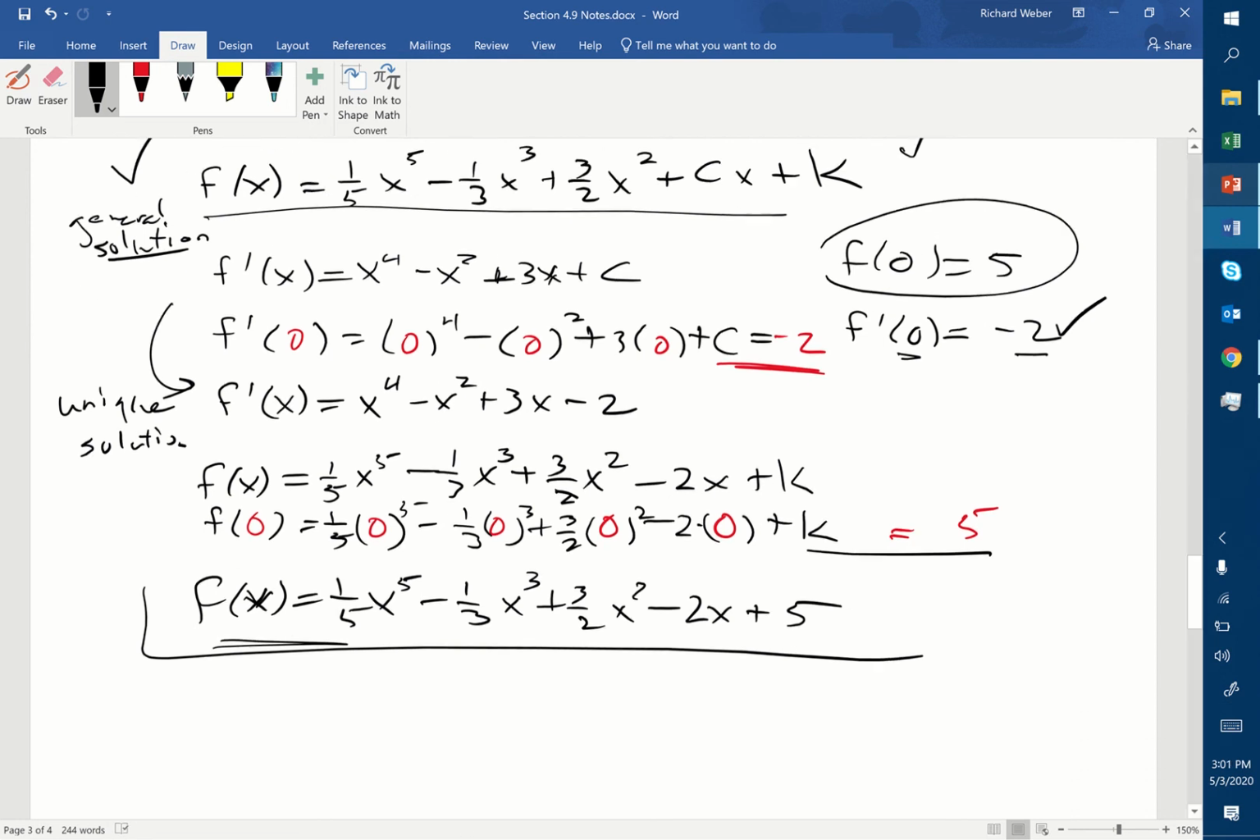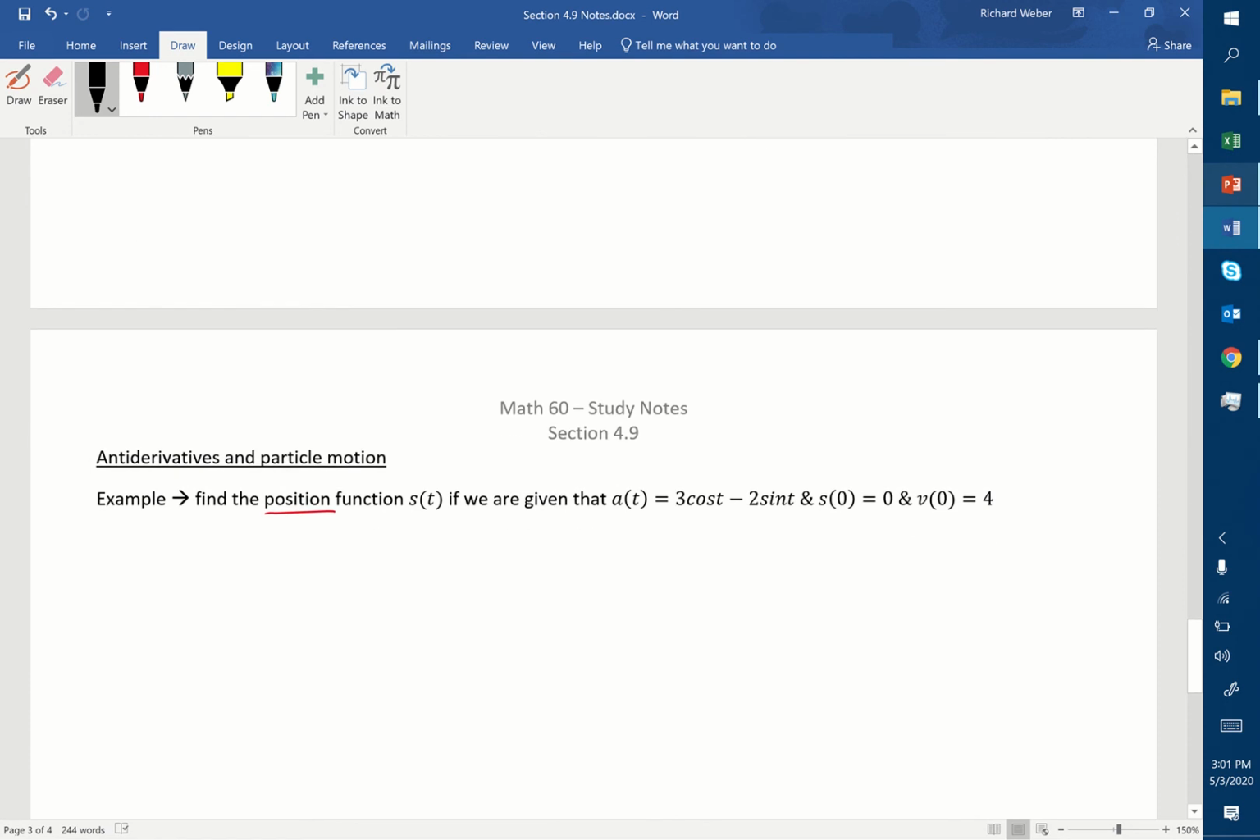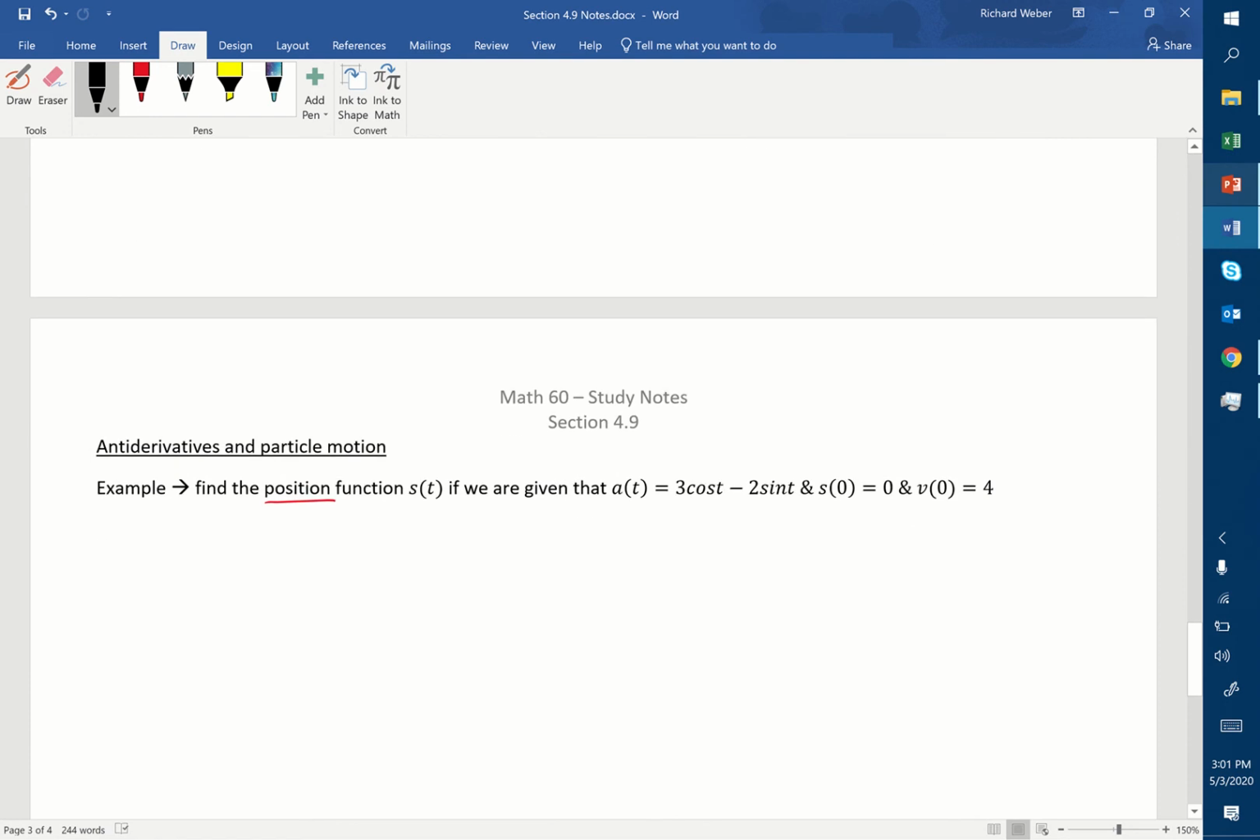All right, let's do one more example. This time it'll be motion. You can pause it and rewind it or whatever. This particular problem, I might have taken this. We're going for the position function, which is s of t, and they've given us acceleration, and they've given us at 0 what the position is, and at 0 what the velocity is. This is identical to what we did, right?